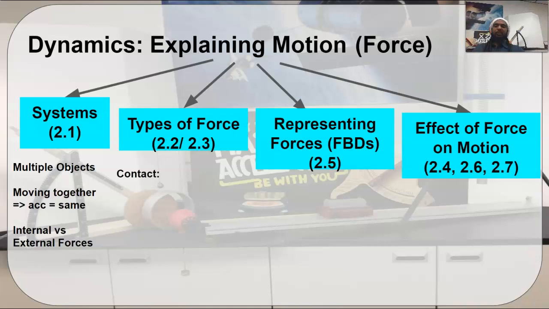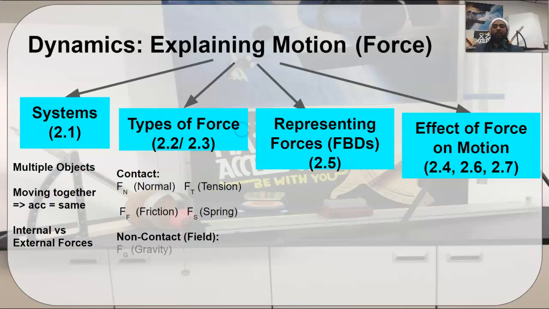Types of forces, we can think of them in 2 broad categories: contact, like normal force, tension force, friction force, spring force, and then non-contact or field forces, which will be, for the AP Physics 1 syllabus, gravity and electrostatic forces. In terms of representing forces, we're talking about free body diagrams here.